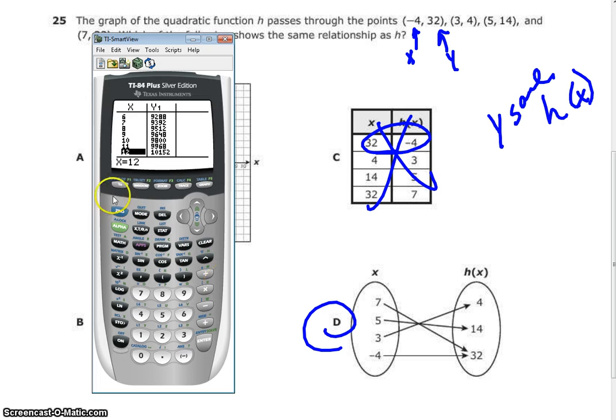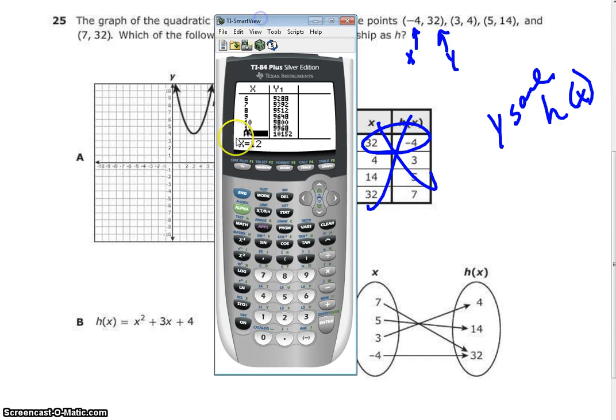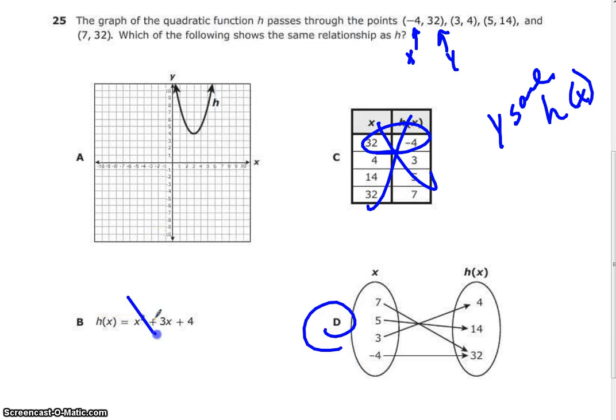Probably, especially on test day, I would go ahead and check these others. If you go to y equal and clear it out, and you put x squared plus 3x plus 4, and then you go and you look at your table. Okay, let's go second graph and pull up your table, and we needed negative 4 to be with 32, and it's not, so that tells me that one's wrong.